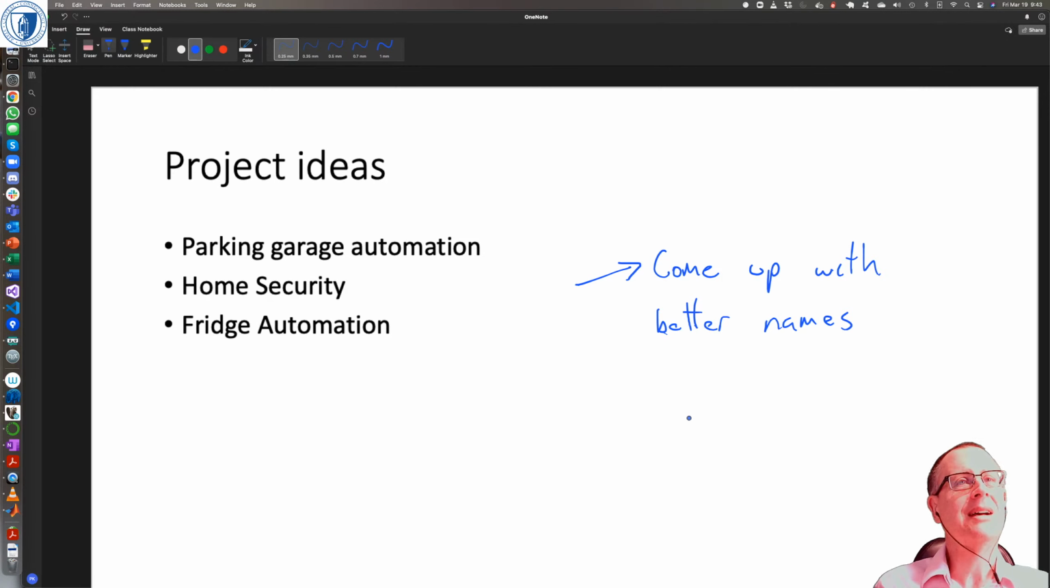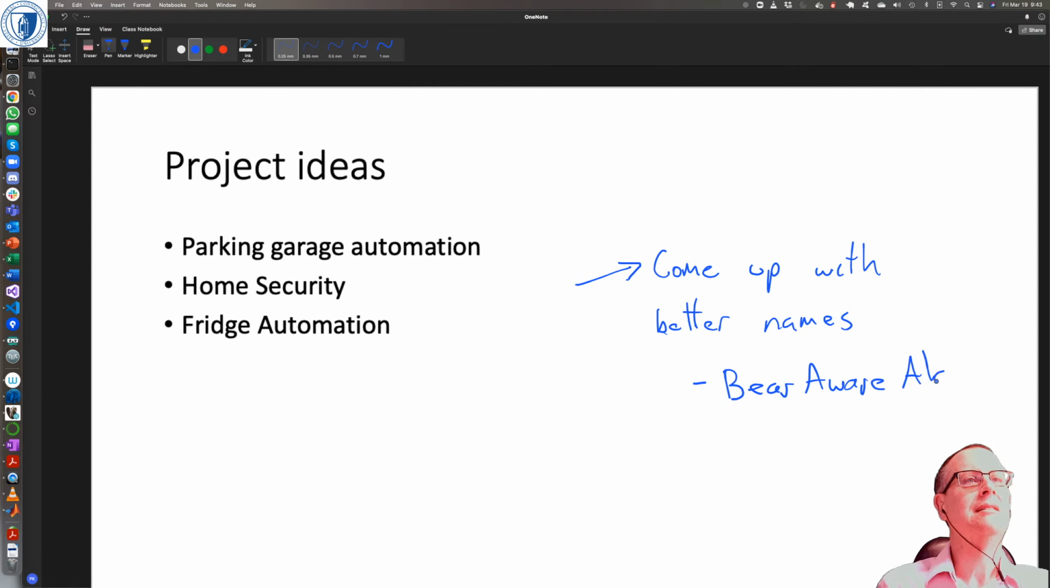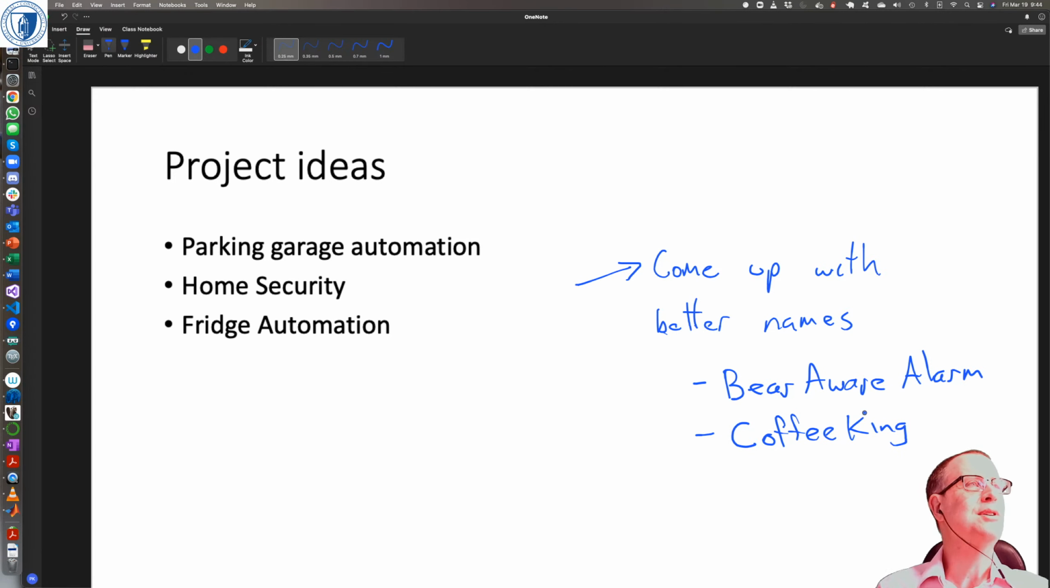Examples of better names from last cohort were the Bear Aware Alarm, which not only describes precisely what it does, I think it's a pretty nice name. There was one called Coffee King, and while that doesn't describe exactly what it does, it gives you the right ballpark to start thinking about. It's obviously about coffee. And another one was Aquadrone. Okay, so I think there's some potentially better names available.